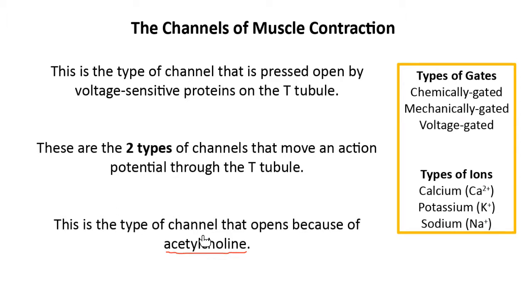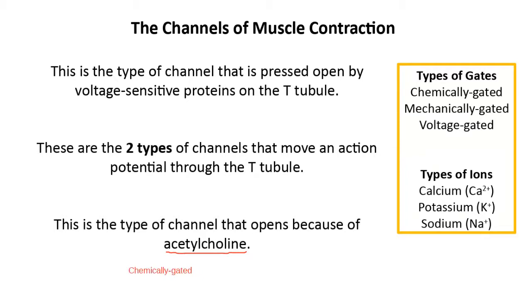Since I'm using acetylcholine, a neurotransmitter, to open up a channel on my muscle cell, what kind of gate would we say? Not the ion type, but just the kind of gate. What kind of gate is on this particular channel if acetylcholine opens it? What did we just say that was? Yep, that's going to be my chemically gated channel.